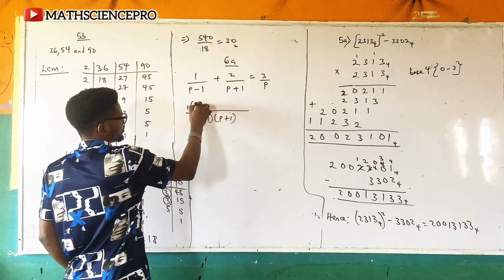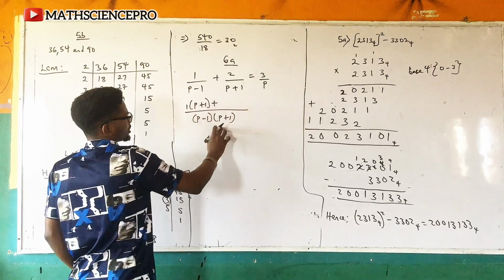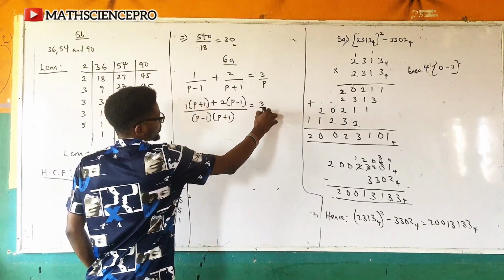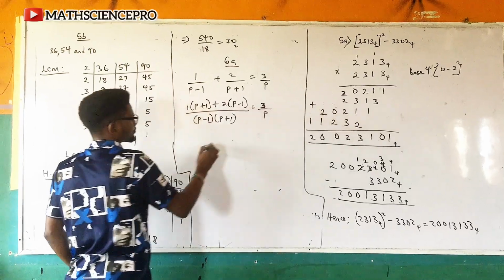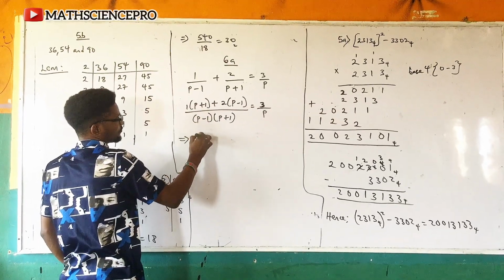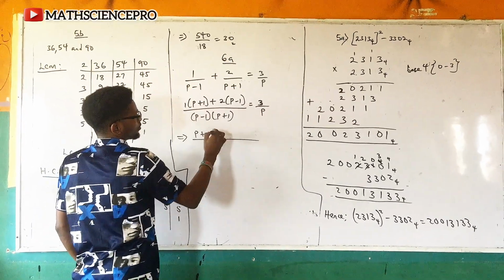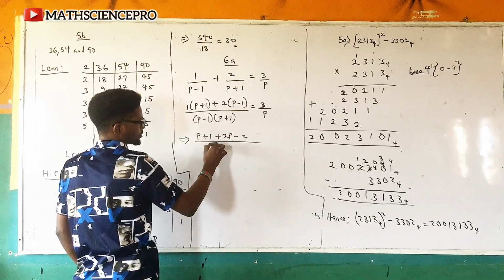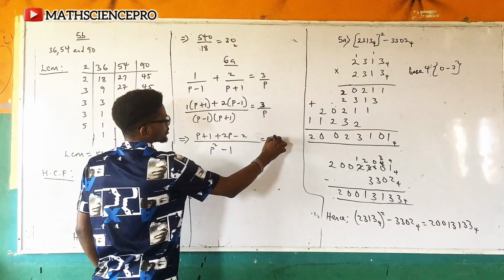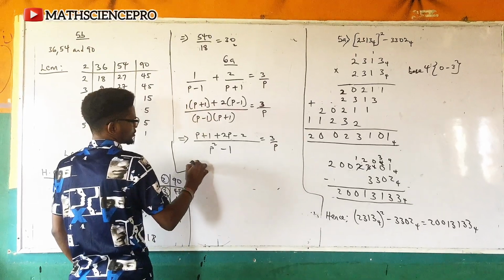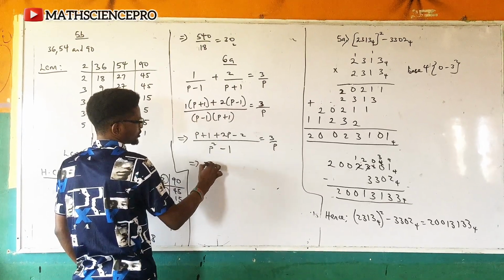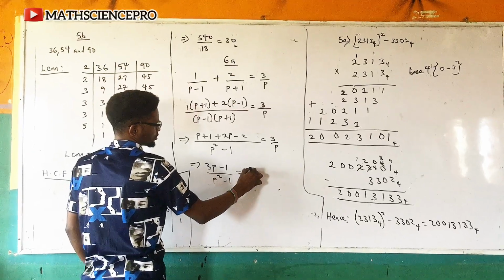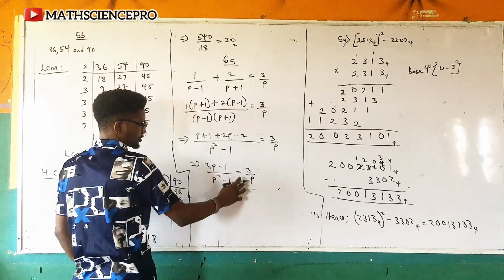So 1 multiplied by P plus 1. Taking this out, 2 multiplied by P minus 1. It's going to give you 3 over P. So this implies I have P plus 1 plus 2P minus 2 over the difference of two squares, so that's P squared minus 1, equals 3 over P. P plus 2P is 3P, minus 1, over P squared minus 1 equals 3 over P.